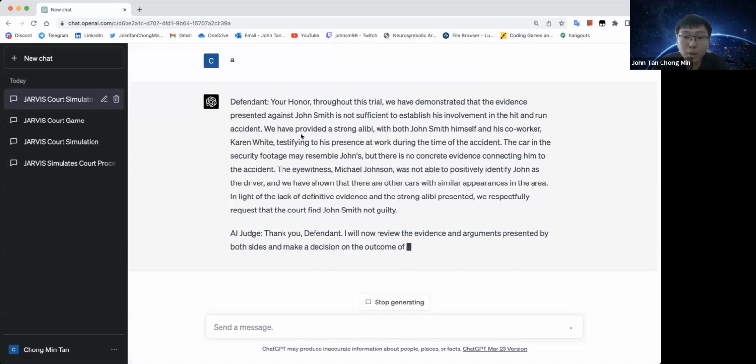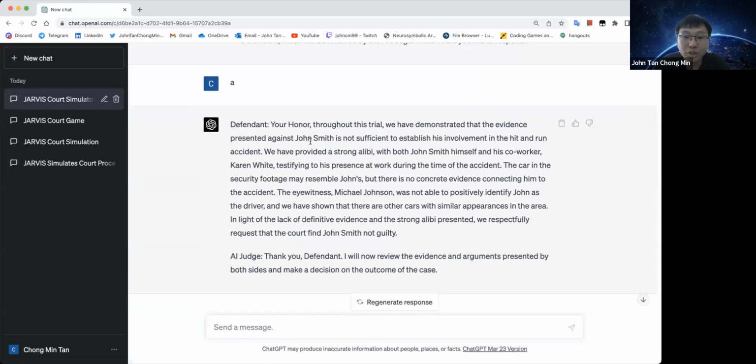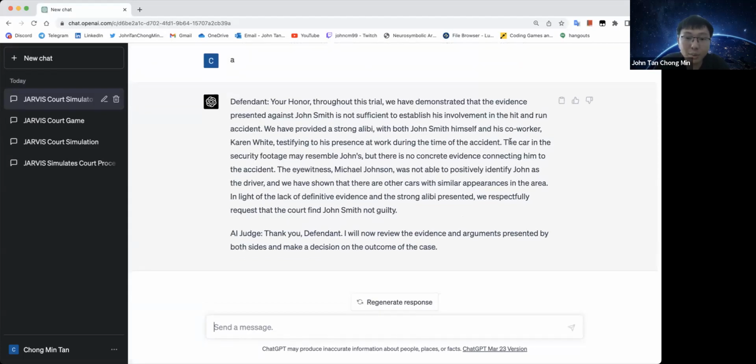We have demonstrated that the evidence presented against John Smith is not sufficient to establish his involvement in the hit and run. John Smith's co-worker said he was present at work. The car may resemble John's, but there's no concrete evidence connecting him to the accident. Eyewitness Michael Johnson was not able to positively identify John as the driver, and we have shown that there are other cars with similar appearances in the area. In light of the lack of definitive evidence and the strong alibi presented, we respectfully request that the court find John Smith not guilty.